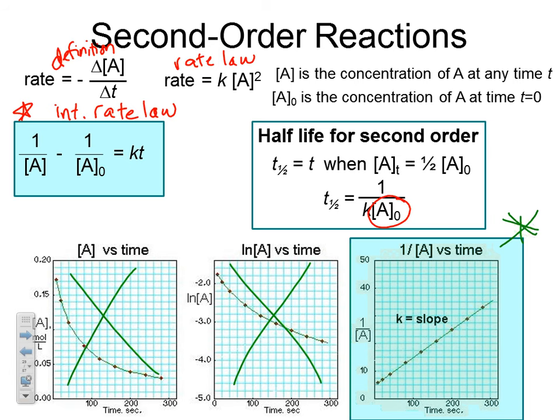And that is huge. This is a huge point that the AP actually loves to ask about. Basically, when does which order get you a straight line? And knowing that it's natural log versus time is going to be first order, and 1 over concentration versus time is going to be second order.